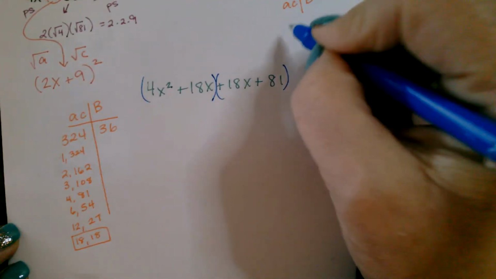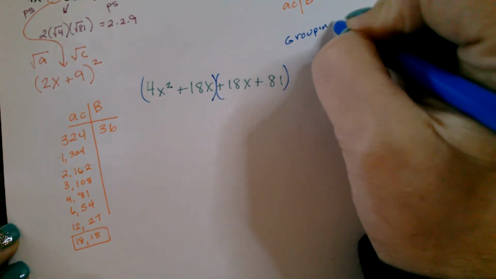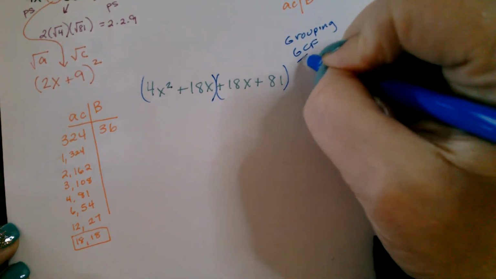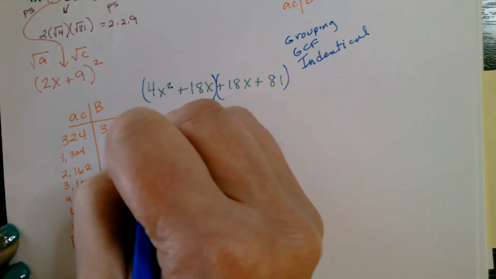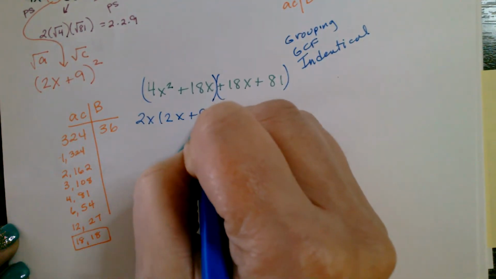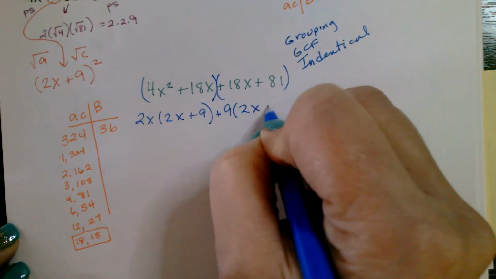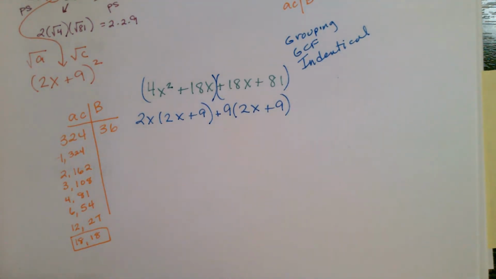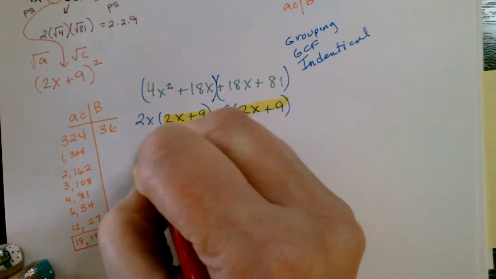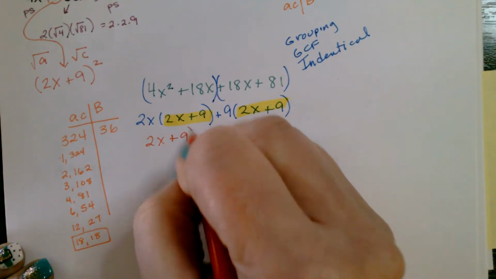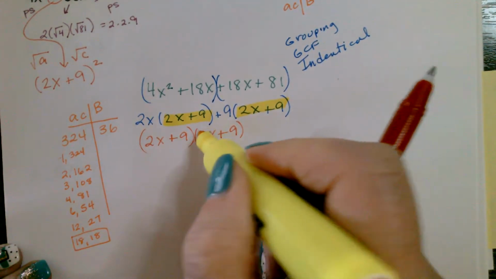Greatest common factor. So we're going to do grouping. Greatest common factor and identical. So take out my greatest common factor of 2x, leaving me 2x plus 9. Taking out my 9, so I'm left with 2x plus 9. Always time to highlight, kind of a celebration. Combine together your greatest common factor and one of your identicals. We are not all the way done.